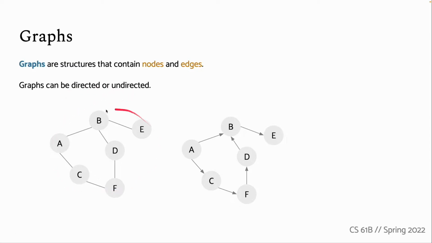Graphs can be either directed or undirected. This is an example of an undirected graph. As you can see, there are no arrows, which means that you can go from A to B just as you can go from B to A. It's like a symmetric relationship. On the other hand, in a directed graph, you can only go in one direction. So you can go from A to B, but you can't go from B to A.